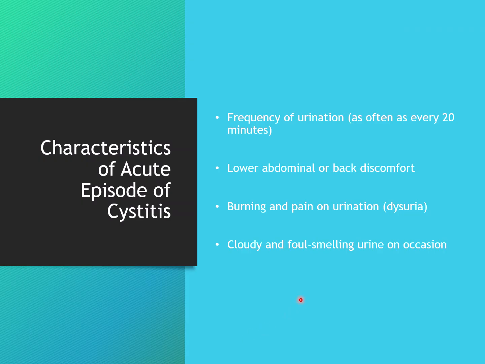So once someone develops an acute episode of cystitis or acute episode of a bladder infection, the characteristics we see are usually a significant increase in the frequency of urination. These patients may go to the bathroom as often as every 20 minutes because of all this kind of irritation that's happening to the bladder because of the cystitis. They often develop things like lower abdominal or back pain. They have burning and pain on urination or dysuria, and the urine itself starts to become kind of cloudy and foul smelling as well.